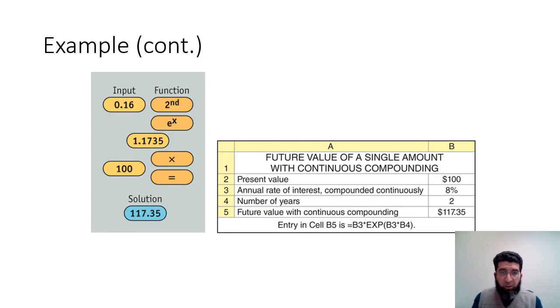In the calculator, you use the second function and press e^x. So first you input the value, then you press the function, then you press e^x. You will receive this number. When you multiply with the principal value, you get the total $117.35. The same is the case in Excel. You can see that there is an exponential function in Excel which helps you to calculate this, and this is the solution.